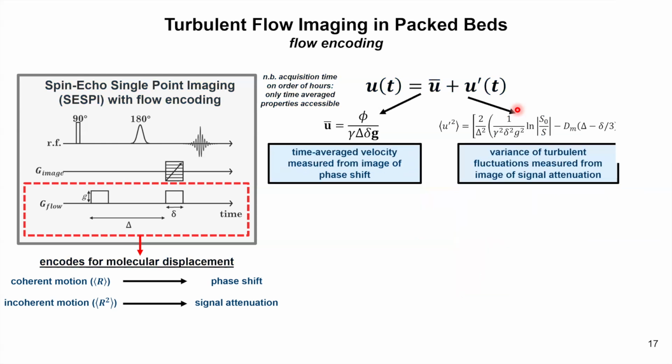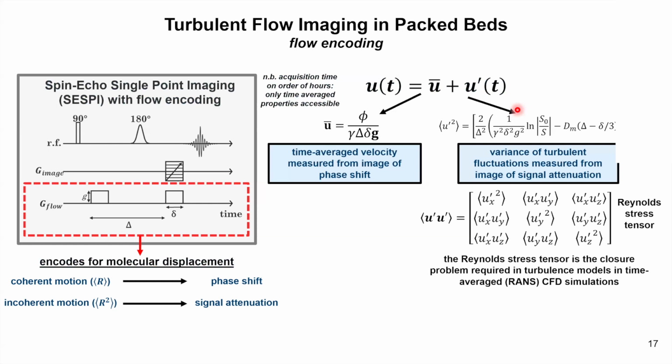So time averaged velocity measurement from the phase shift, and the variance of the turbulence fluctuations we can get from the signal attenuation. That gives us our U squared term, or a UX squared term, which is part of the Reynolds stress tensor, which is important for characterizing these systems. It's also used as the closure problem in lots of CFD simulations as well. So this tensor is an important parameter to be able to measure.